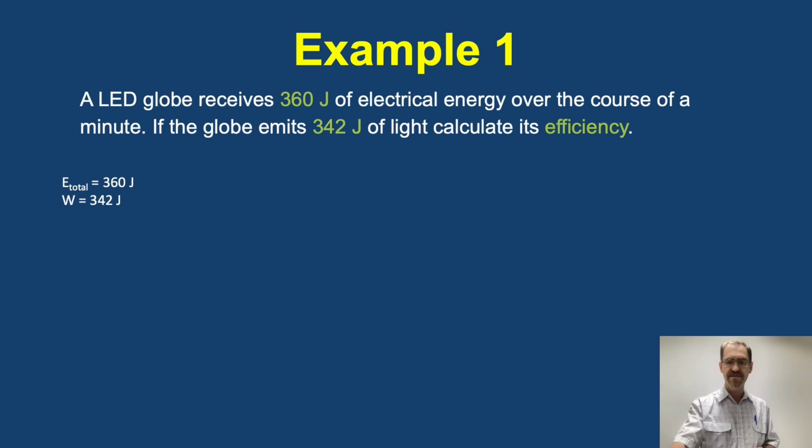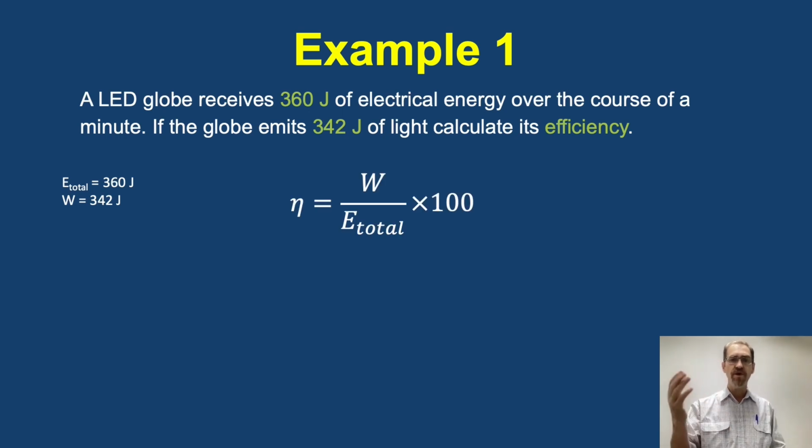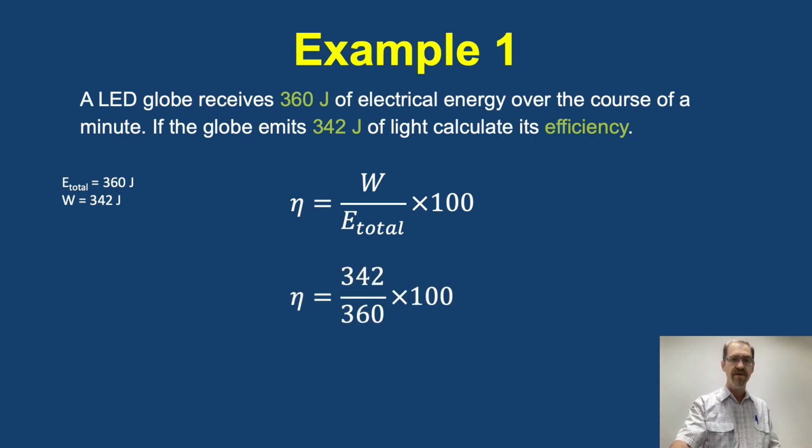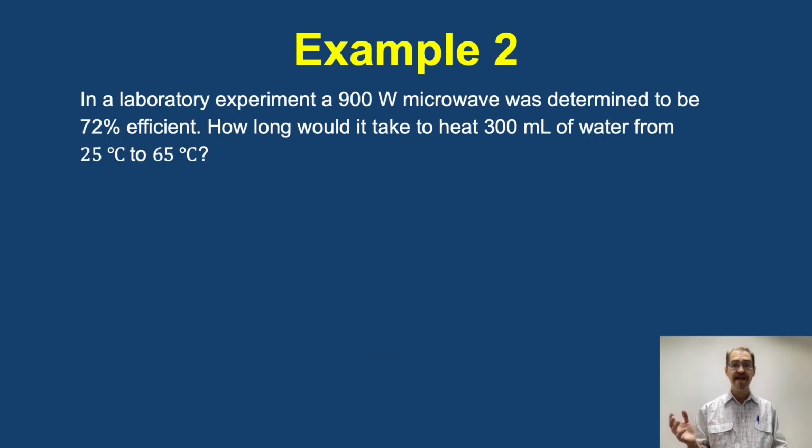Our givens are listed. Efficiency is equal to the work conducted that we wanted to do divided by the total energy submitted in, multiplied by 100. We plug in our values. We have efficiency is equal to 95%. That little N shape to the side there is a Greek letter eta, E-T-A, and it's the letter that we use to denote efficiency.